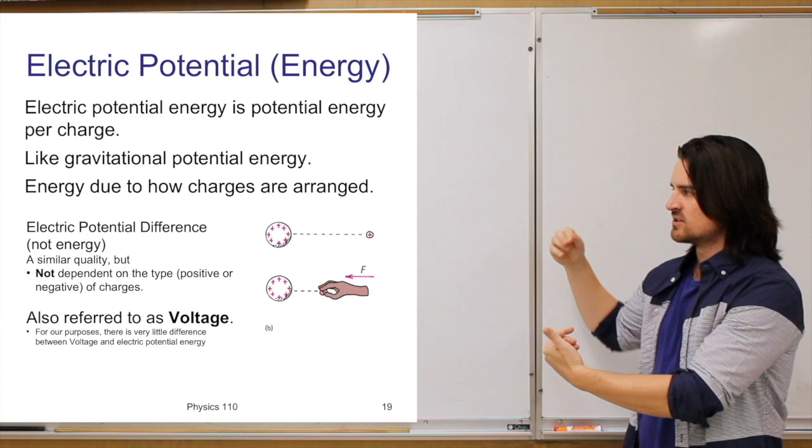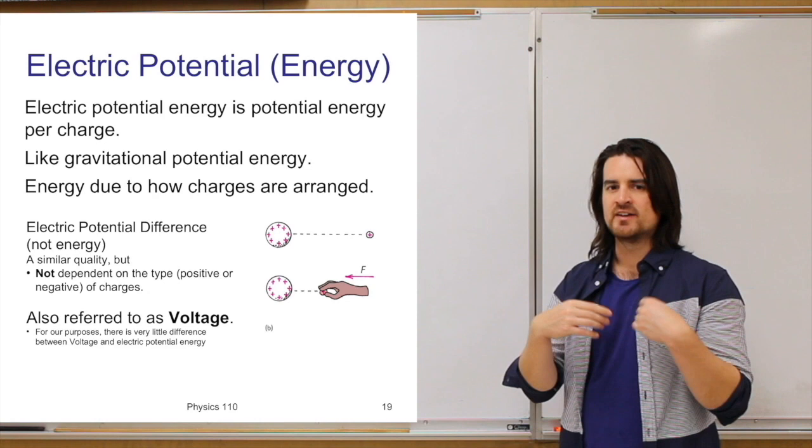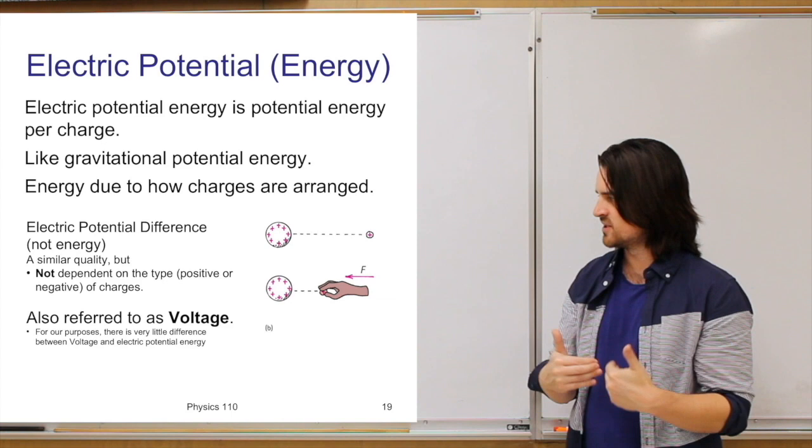So in a sense, it's like electrical potential energy, but you remove the dependence on whether things are positively or negatively charged. What we end up with, again, is not an energy, it's what we call potential difference, electrical potential difference. And it turns out that's another name for voltage.